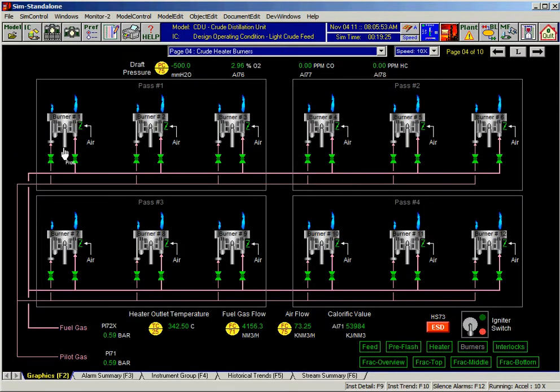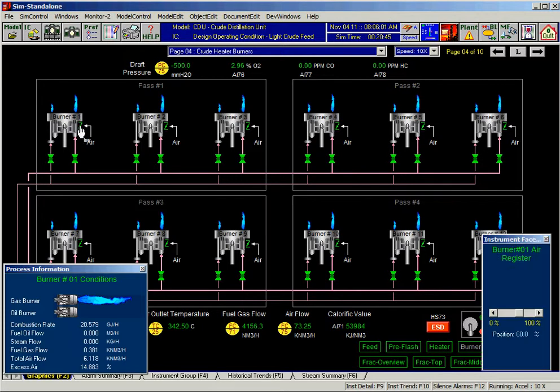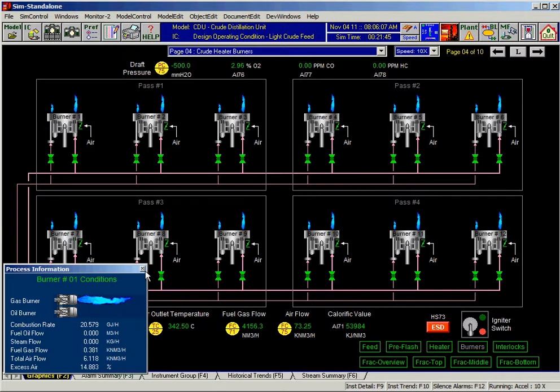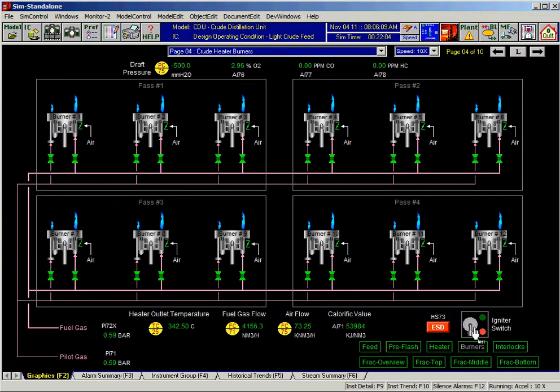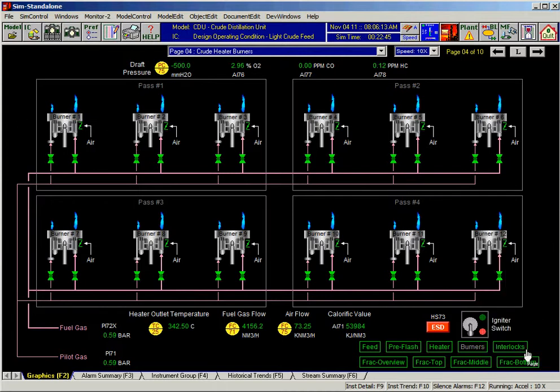It has 12 burners. The first three burners affect pass 1, and likewise for the other groups. And we can click on individual burners, adjust the airflow, air registers, fuel gas flow, pilot flow. We can use igniters to turn the pilots on the first time.